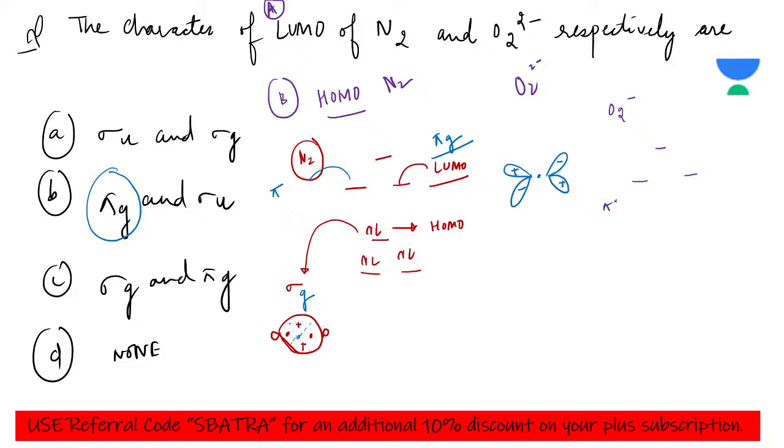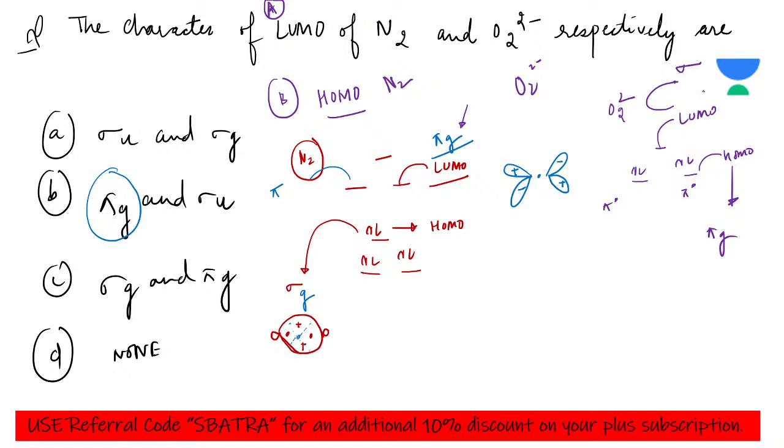Pi star, and 1 2 3 4. O2 2 minus, 1 2 3 4. So this is going to be your HOMO and this is going to be your LUMO. If I talk about HOMO, this is pi star, and just now we saw that this is pi g. So pi g, and for the LUMO of O2 2 minus, this one is sigma star.